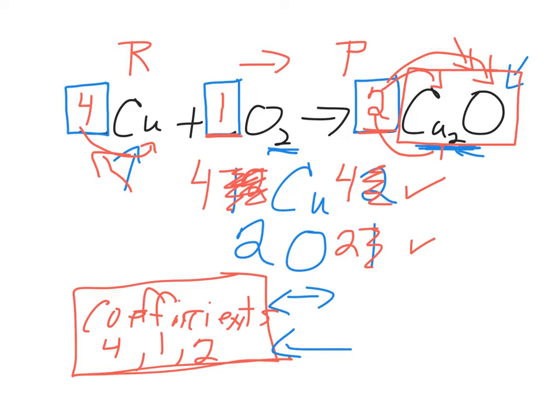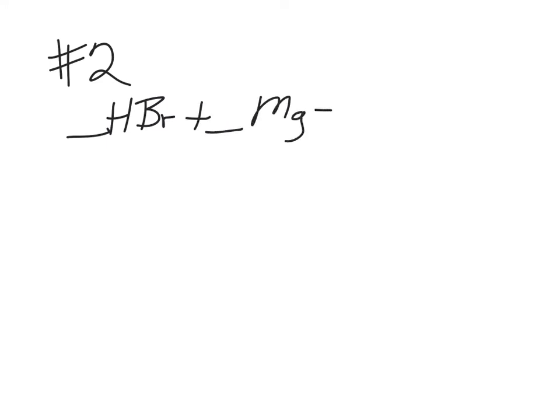Okay? If you think you're doing okay, go ahead and give it a try. I'm going to go ahead and do number 2. Okay, so anytime during this video, I'm going to go ahead and walk it through. Since I'm absent today, we're going to do it together. You have hydrogen, actually this is hydrobromic acid. You have magnesium. And you have magnesium bromide. Okay. You also have hydrogen gas.